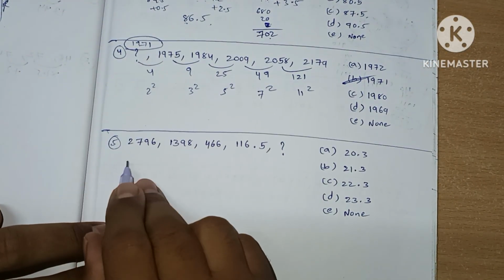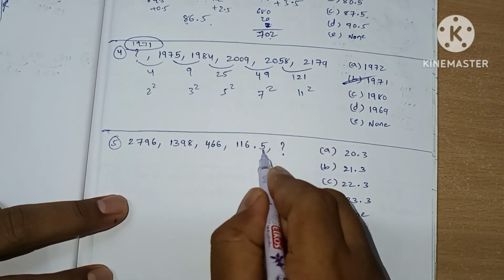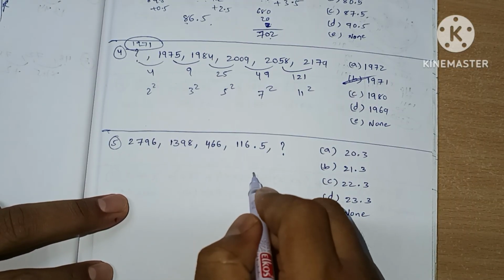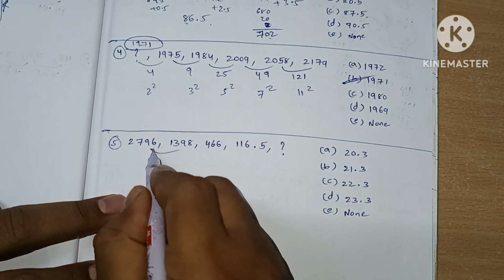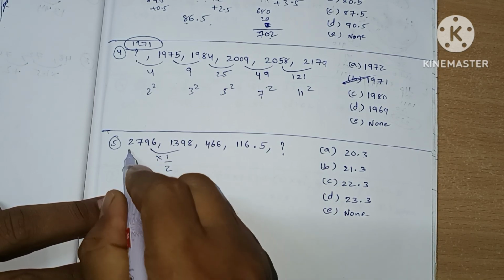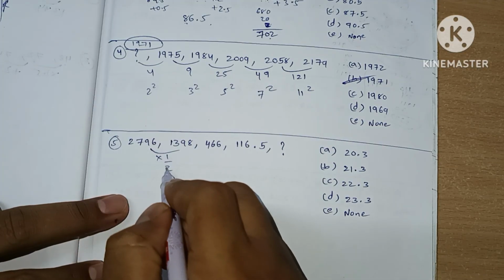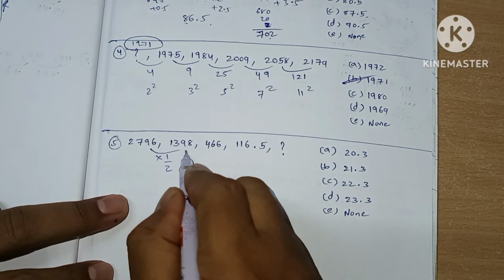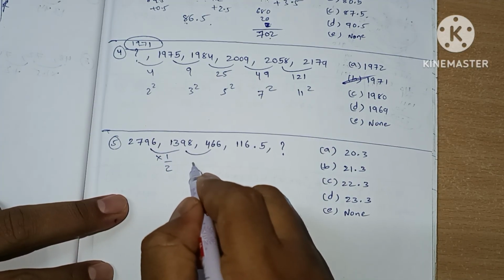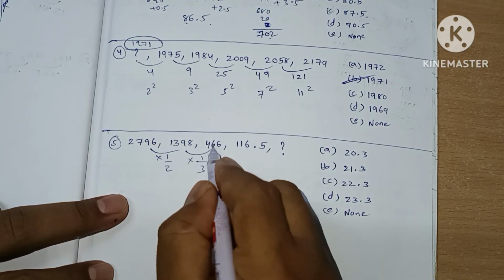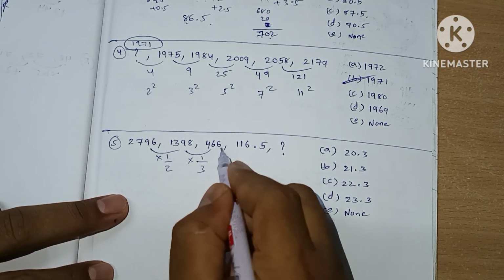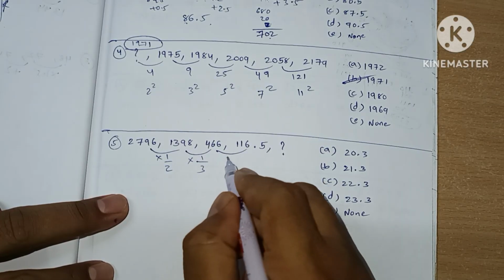Next, in this question, I see a 0.5 here. So it must be fractions. So I know this as into half times. 2796 into half will be 1398. Okay, next here, let's see, 1 by 2 means 1/3. 3 4 times, 3 6 times, and 6 times. So this is also perfect.